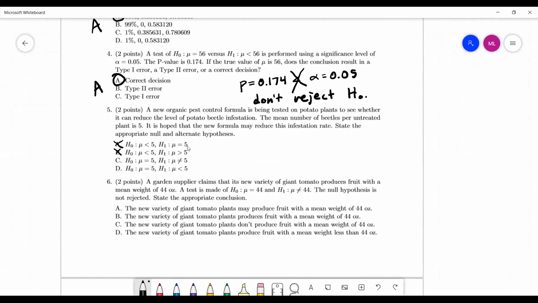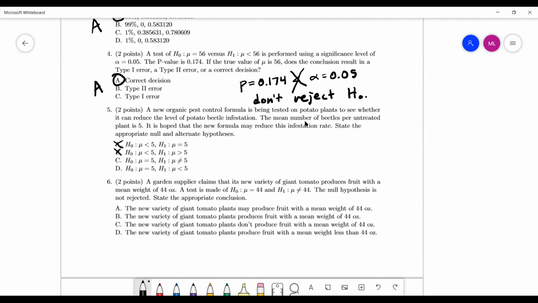In this case, the idea is that if the null hypothesis was true, it would mean that nothing had changed, that this new formula doesn't help at all, right? So basically, if the untreated plants have 5 bugs on them and this new product doesn't help at all, then the null hypothesis says that the average number of bugs on the treated plants should still be equal to 5. So that's what this is saying.